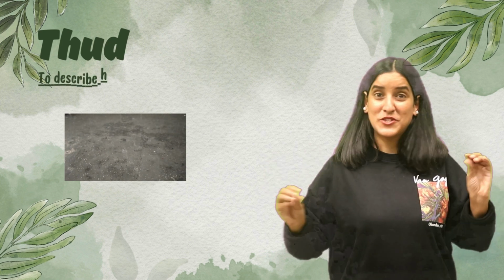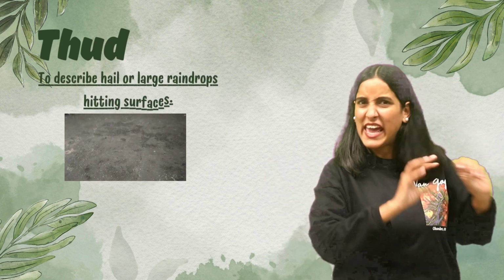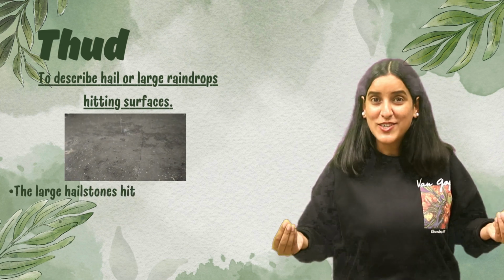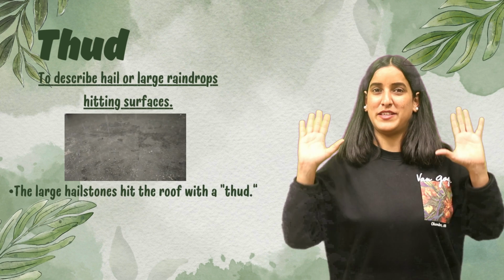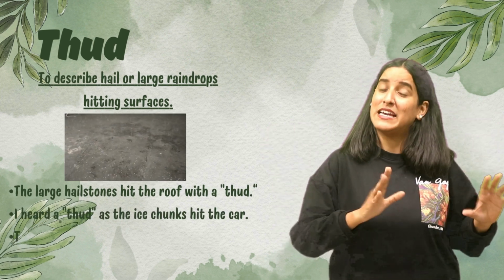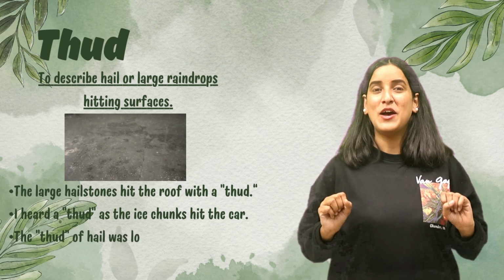Right now, can you guess this one? Thud. Now this is used to describe hail or large raindrops hitting the surfaces. For example, the large hailstones hit the roof with a thud. Yes, I heard a thud as the ice chunks hit the car. The thud of hail was loud and persistent, right?